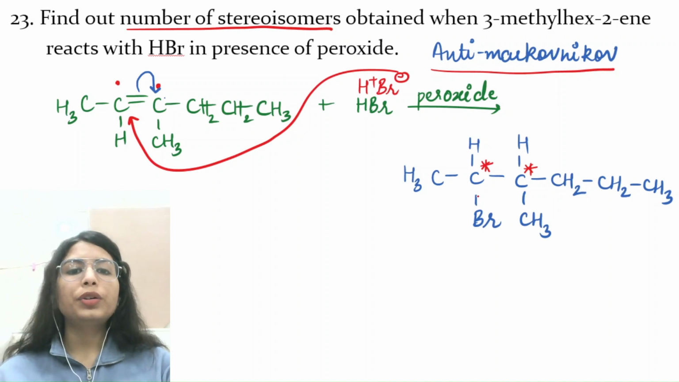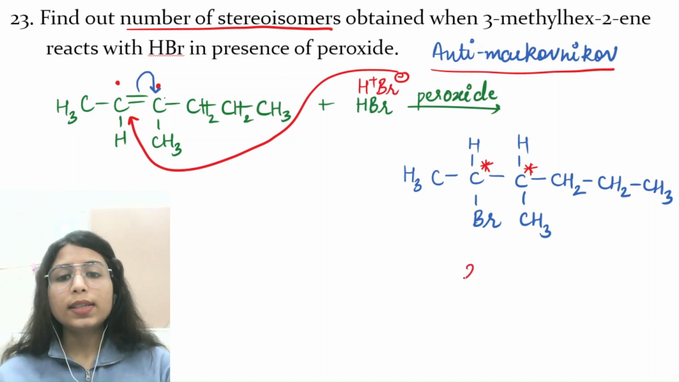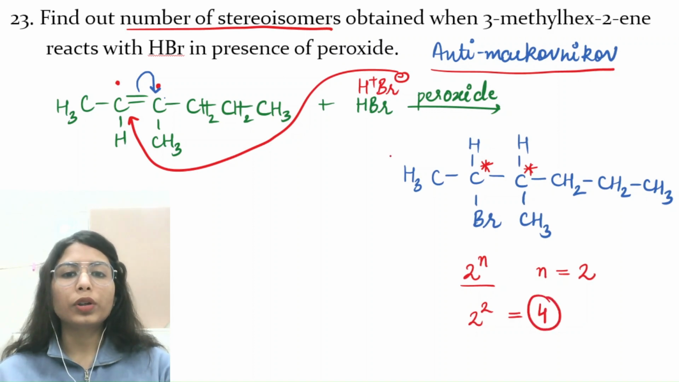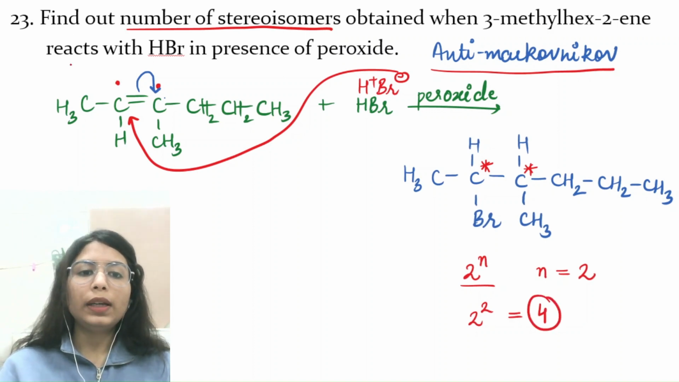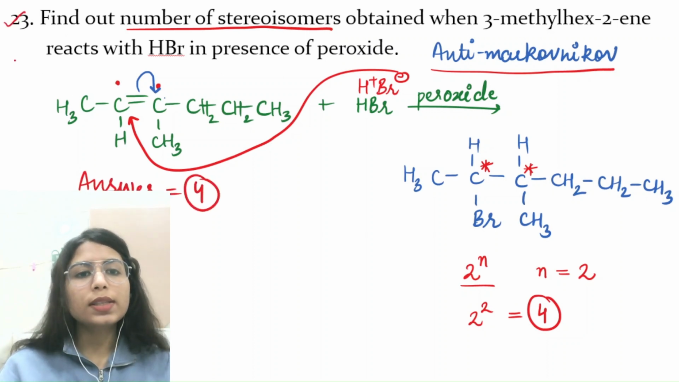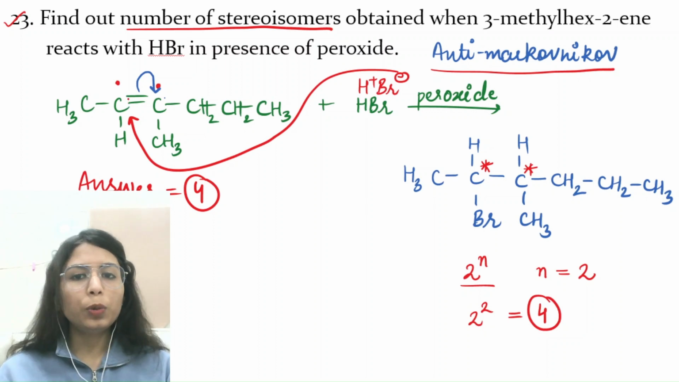And here in order to calculate the stereoisomers, since this is an unsymmetrical molecule, you will use the formula 2 raised to the power n. So here the value of n, that is the number of stereocenters, is equal to 2. So the stereoisomers would be 2 raised to the power 2, which is equal to 4. So the correct answer would be 4. Okay, so this is how you are going to do this question. I hope you understood this.